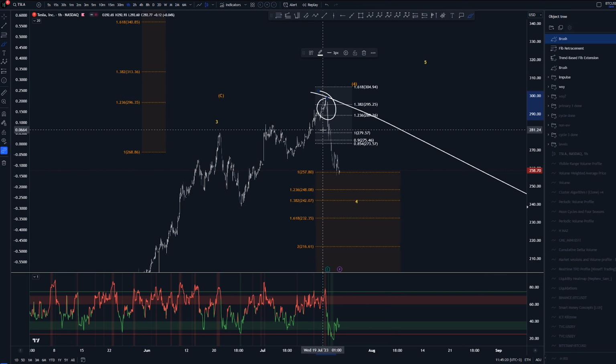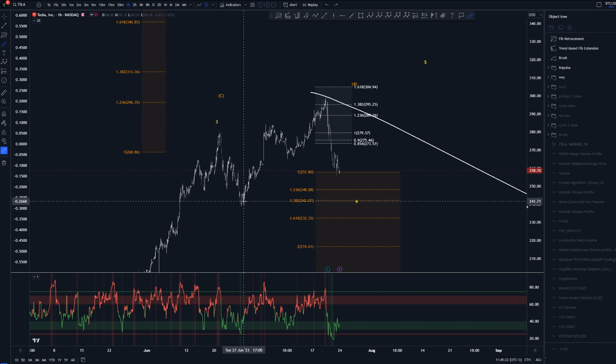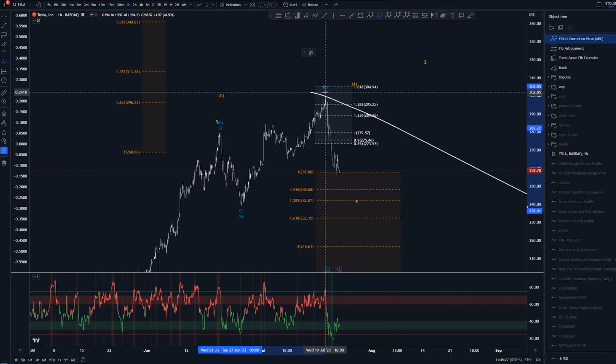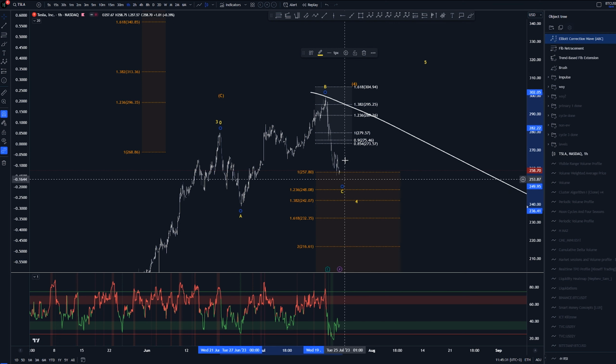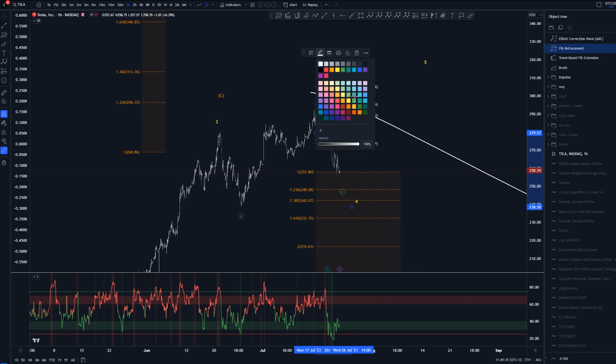This did reach a bit higher than I would be expecting for a potential B wave, meaning that this would be an A, B, and then C coming down. So this would be, let's say, minute. Here we go, and this would be green. Not that green, but this green.